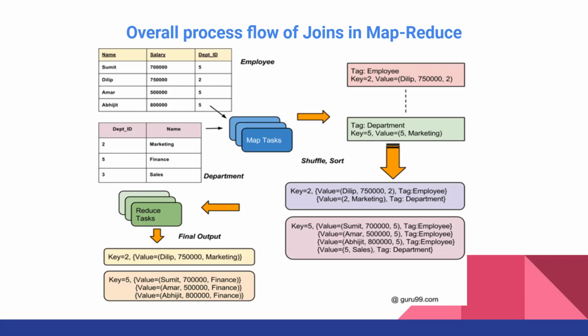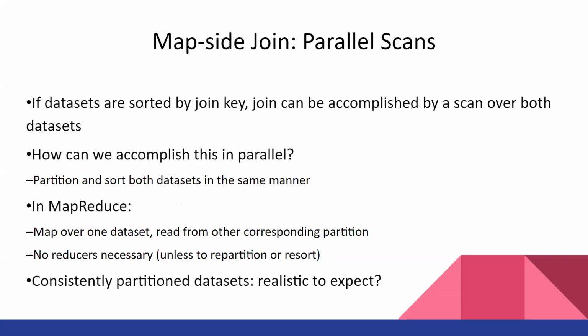Can we move to the next slide, please? Map side joins are also known as parallel scans, since data is distributed or shuffled according to each table in the mapper. This is the reason we call it a parallel scan. If data sets are sorted by join key, then the join can be accomplished by a scan over all the data sets. In MapReduce, there are also two exclusive joins in reduce side joins: one is the one-to-one join and the other is the one-to-many join. Can we move to the next slide, please?